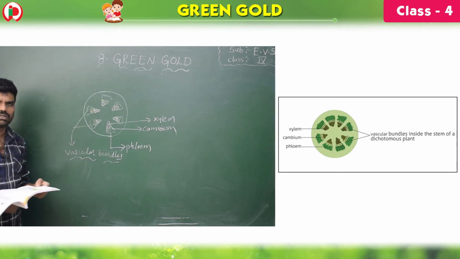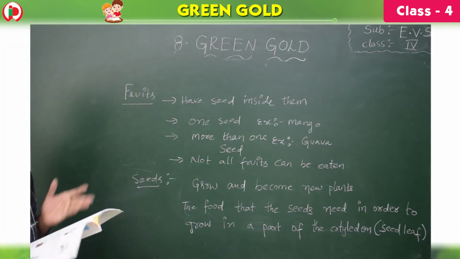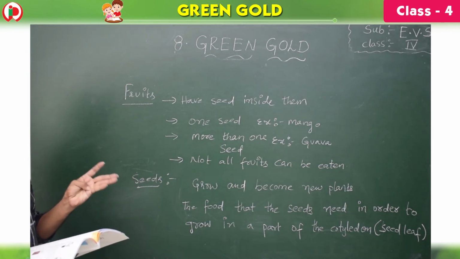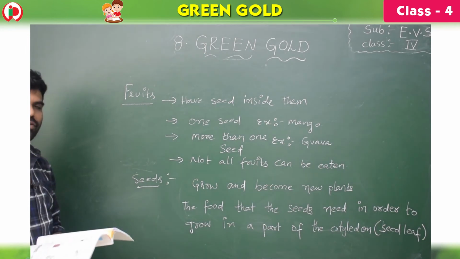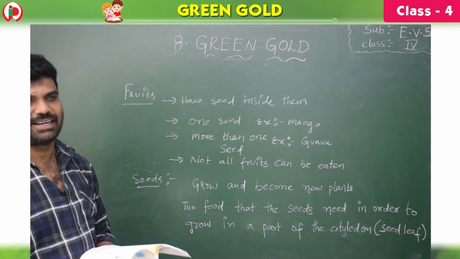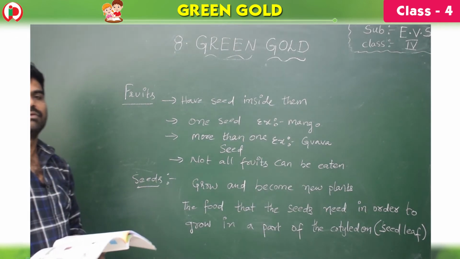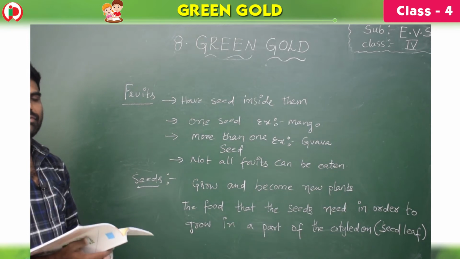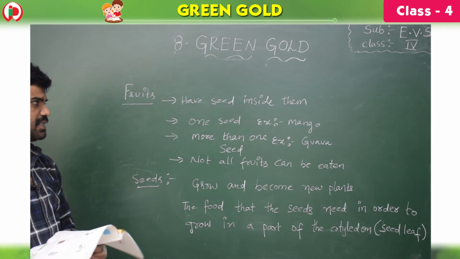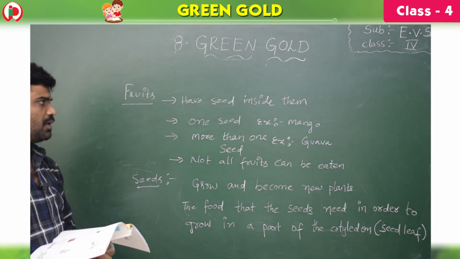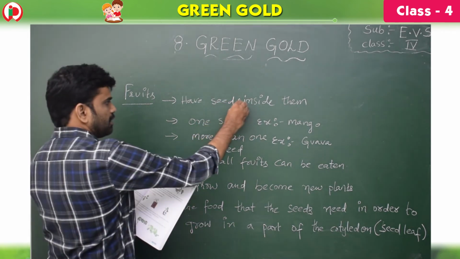Okay, now let's go for the fruits. Children, now see, we have completed the root, stem, leaf and flower. Now fruit. Children, do you know fruits? Do you like fruits? Yes. See, children, if you eat fruits, we get nutrients. So, eating fruits is good for health. Fruits have seeds inside them. Am I right or wrong? Yes.